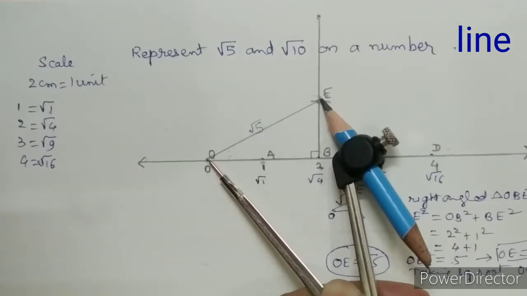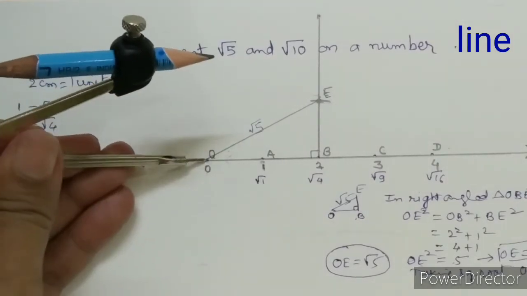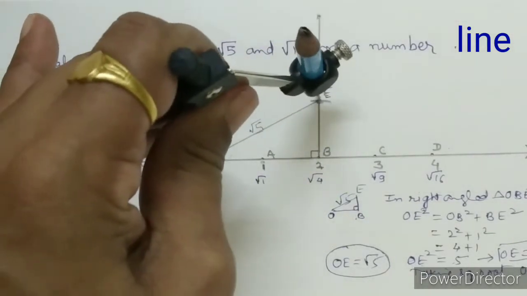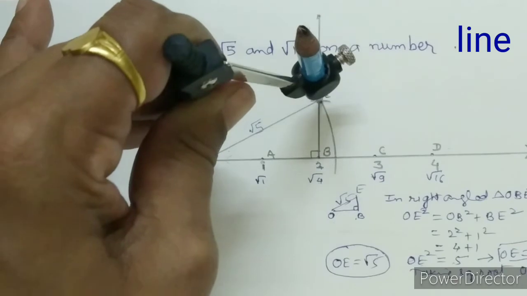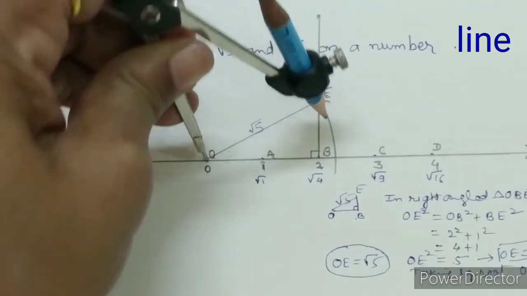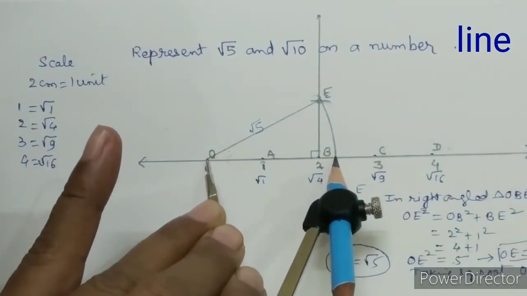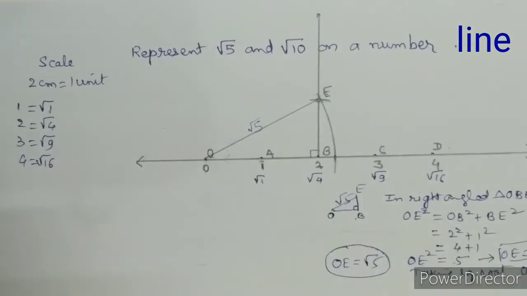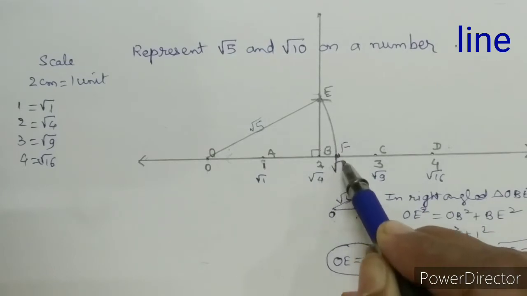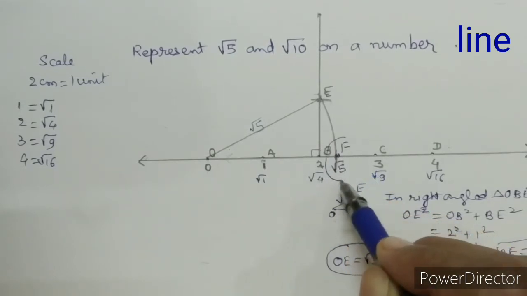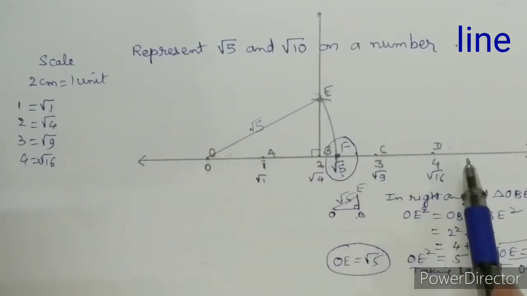Take this distance OE between the tips of compass and place the steel tip at point O and draw an arc. It passes through E because this distance is square root 5. This distance is what? Square root 5, and we are taking this distance on the number line, and therefore this distance will be square root 5. Let this point be F, and this is distance square root 5, and therefore point F denotes square root 5. Therefore we have represented square root 5 on the number line.